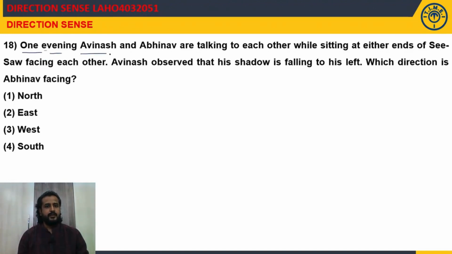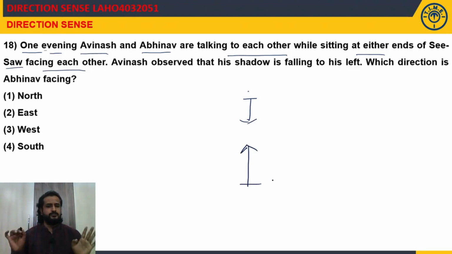One evening, Avinash and Abhinav are talking to each other while sitting at either end of a seesaw and facing each other. Okay. The earlier question we took horizontally, right? Let me take it vertically. And again, you may take any person anywhere. There is no issue. You may take horizontally or vertically, any person anywhere. The ultimate thing is you have to take that they are facing each other. So here let me take Avinash and here let me take Abhinav. There is no change in the answer because based on the shadow and sun we are going to decide the direction. Okay. So what clue is given?